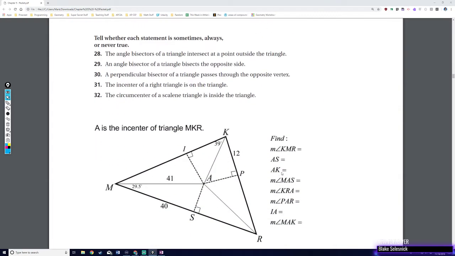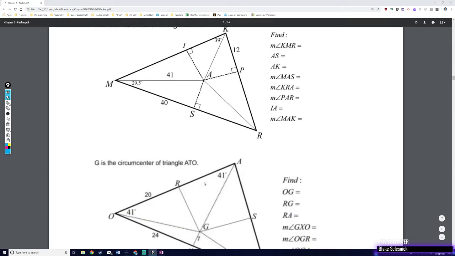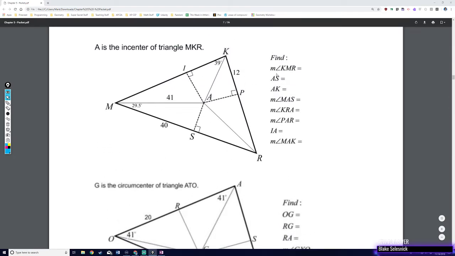Yeah, we can go to those if you want. Again, these are great ones to do: incenter, circumcenter. Look how many points that'd be on a test. 1, 2, 3, 4, 5, 6, 7, 8. 8 points right here, bam.